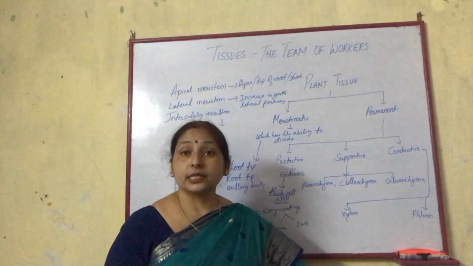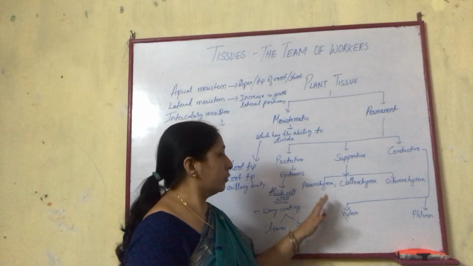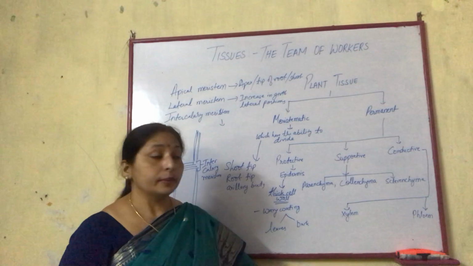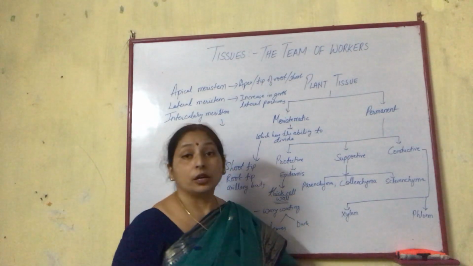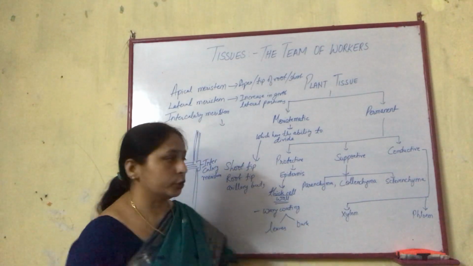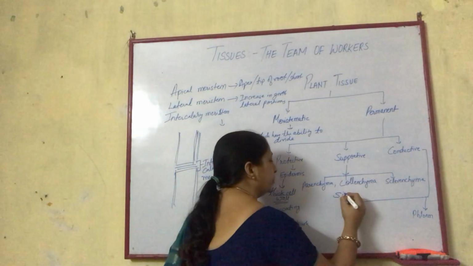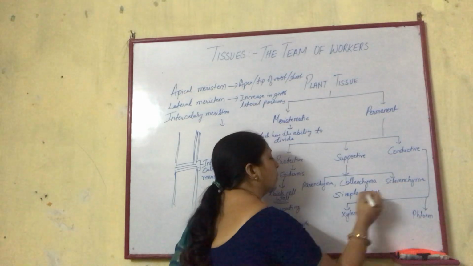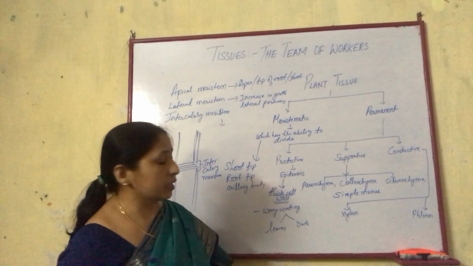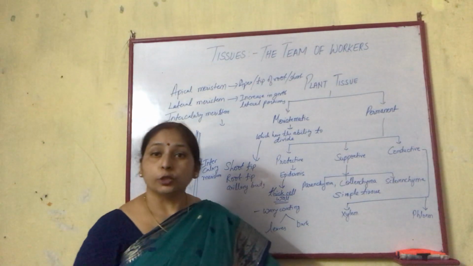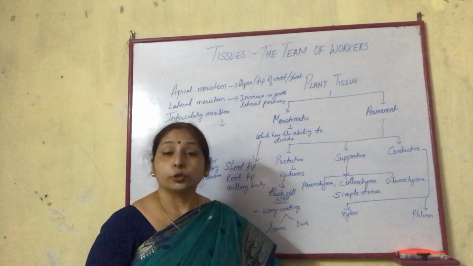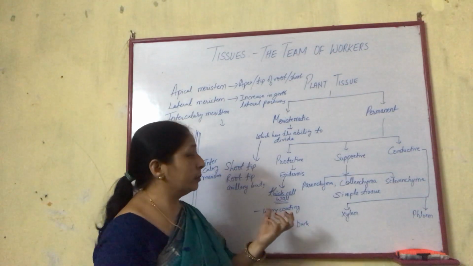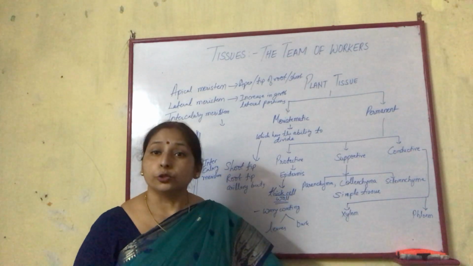Next to this is supportive tissue. Supportive tissue is of three types: parenchyma, collenchyma and sclerenchyma. Parenchyma, collenchyma and sclerenchyma are also considered as simple tissues. And their function: the role of parenchyma is to support the plant, and the basic and most important function of parenchyma is to store food.